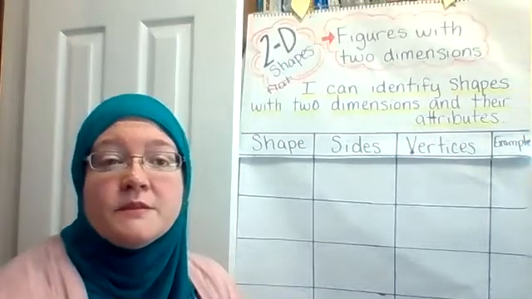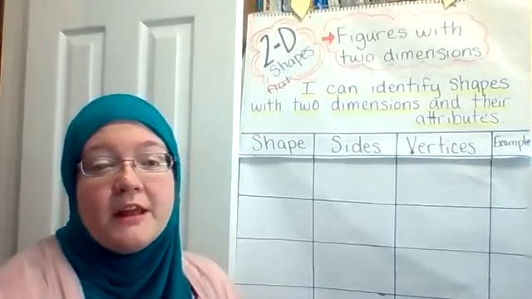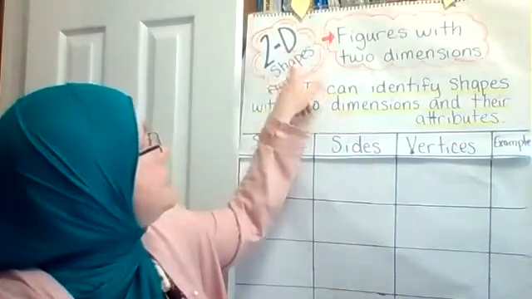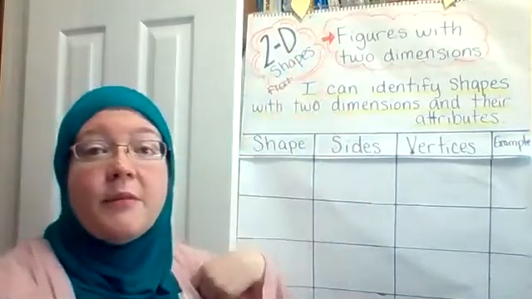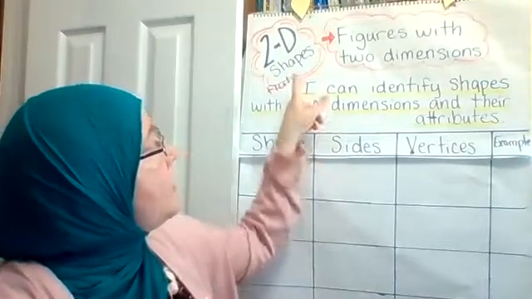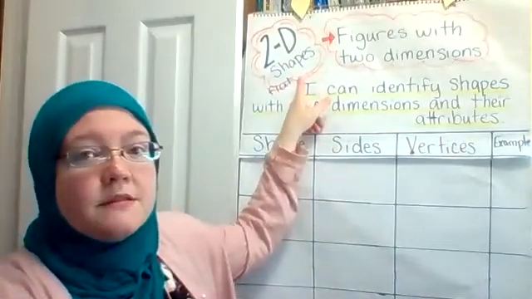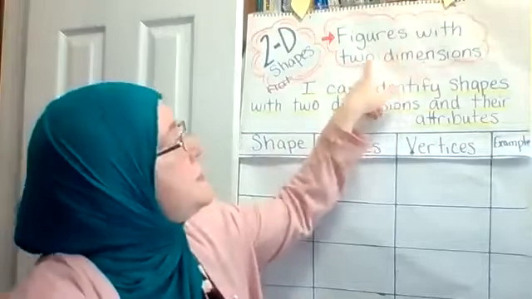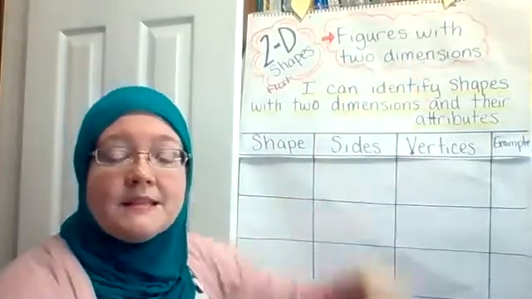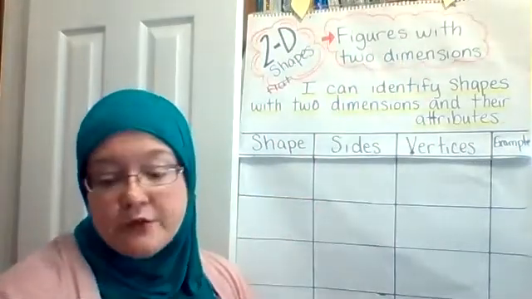We're going to review some shapes that we've seen before. These are called 2D shapes. We talked a lot about 2D shapes in the past. What exactly are 2D shapes? Well, they're figures with two dimensions. That means that we can measure in two different ways.